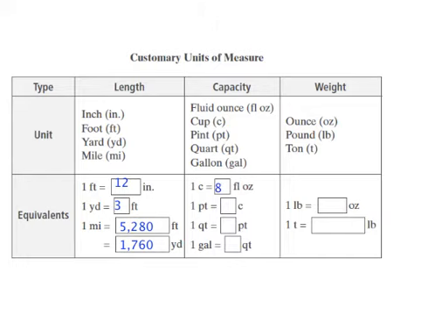1 pint equals 2 cups, 1 quart equals 2 pints, and 1 gallon equals 4 quarts. 1 pound equals 16 ounces, and 1 ton equals 2,000 pounds. All of these are on the iStep reference sheet, so you don't have to memorize them, although as you use them, most of them will become ingrained in your brain. Pause the video if you need more time to record the notes.